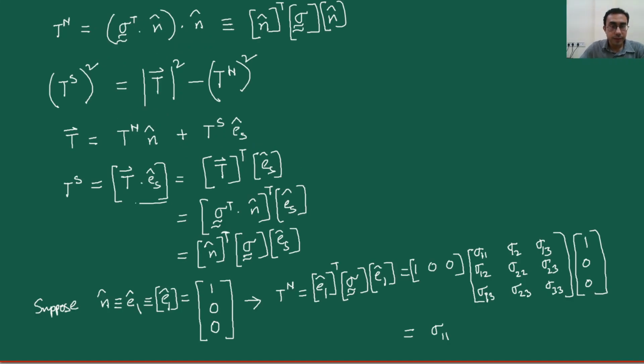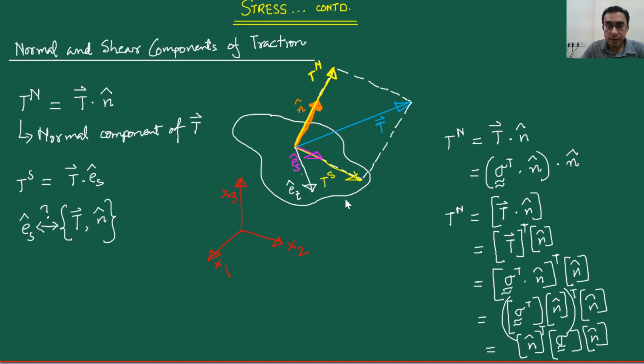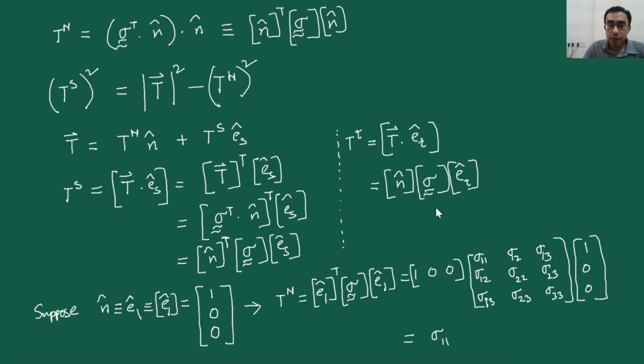So what I am doing is, instead of this generic T or the specific TS, I am taking a general shear component of the traction vector. If we go back to the previous slide, you understand that the ET hat lies along the plane, but it is different from ES. That is all there is to it. So this is some general shear component.